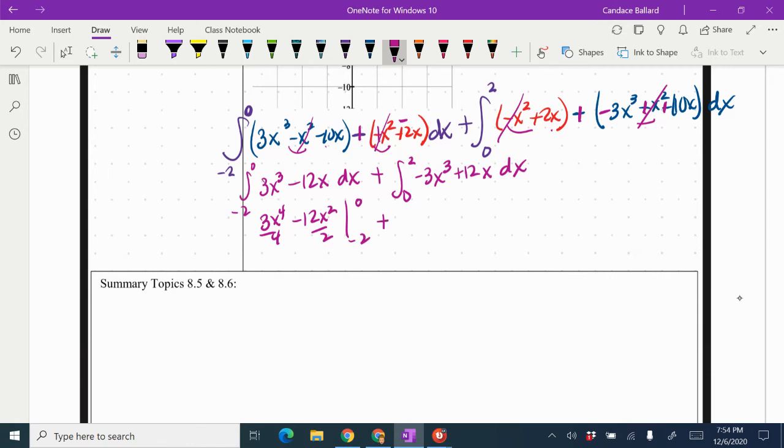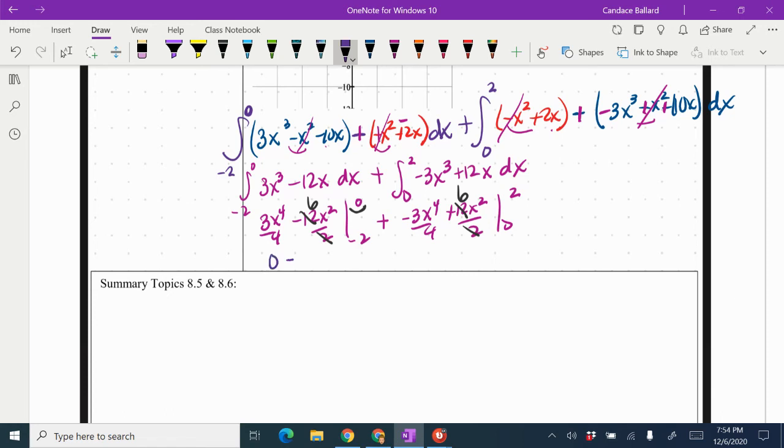And then plus -3x to the 4th over 4 plus 12x squared over 2 from 0 to 2. I could, of course, reduce this to 6 and reduce that one to 6. I'm going to be a little bit sloppy about it and leave it like that. All right, so now I'm going to start with the 0. It's super important that that 0 goes in first, because if not, we're going to have a sign mistake.